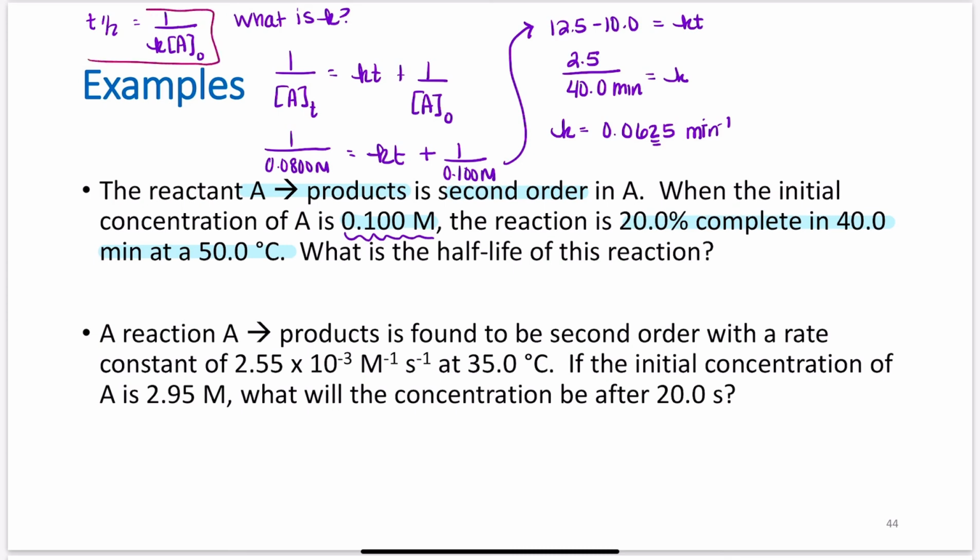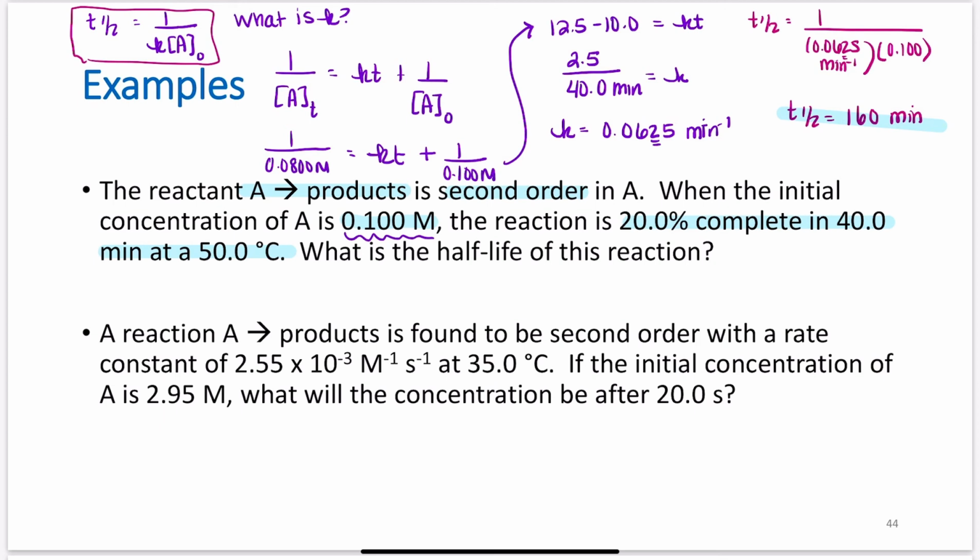So now I'm going to plug that information into this equation. T to the 1/2 equal to 1 over 0.0625 minutes to the minus 1 times my initial concentration of A, which is 0.100. I get t to the 1/2, solve that through, and I find it to be 160. I do need just 2 sig figs here, because my sig figs are here. 160 minutes. So, what's the half-life of this reaction? 160 minutes.